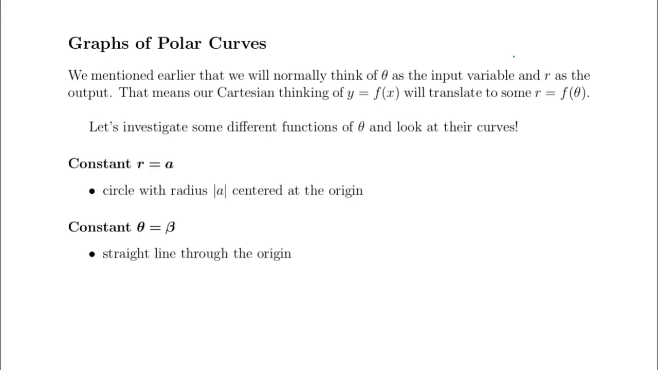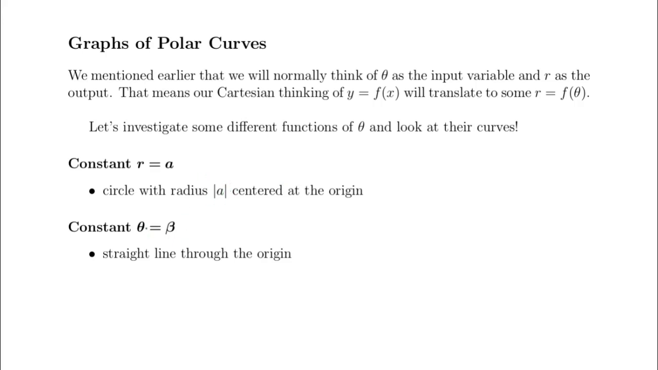So here's a couple of easy ones. Let's just take a look at the two constant functions, r being some fixed value like r equals 4. Well, what this means is that we have a radius that's 4 no matter what the angle is, right? So it makes sense that this is a circle with a radius of whatever the absolute value of a is, right? If r is negative 4, then that means that we're just going backwards through the origin, right? But that's fine. We're centered at the origin with this radius of absolute value of a.